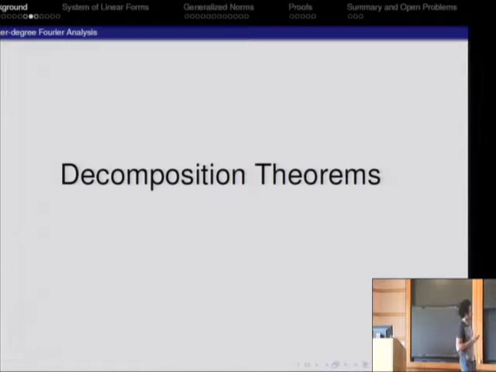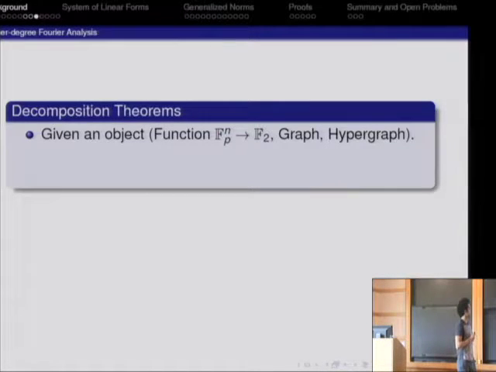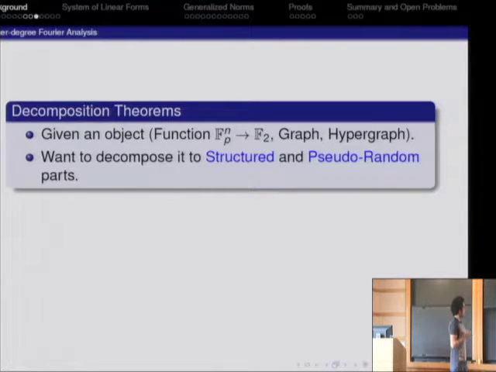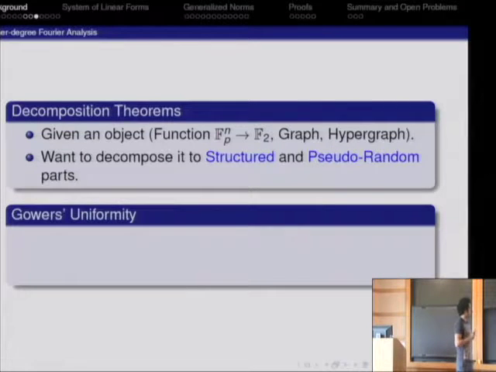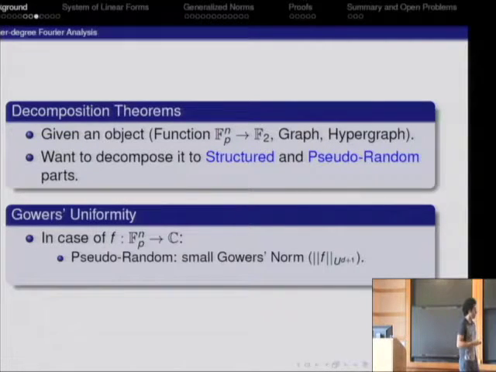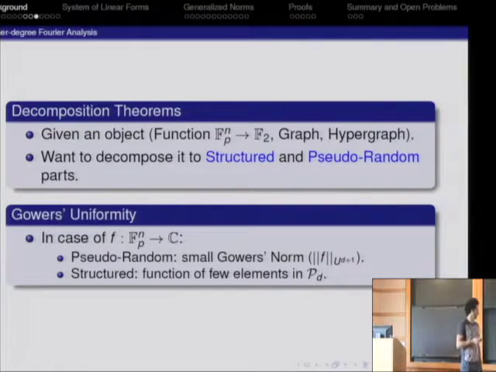A series of theorems that we will use are called the decomposition theorems. Decomposition theorems are a natural thing to ask for, and can be very useful when we study an object. We want to decompose it into a random part and a structured part. Since it's easier to study structured functions or random functions, it can help a lot in the study of the original object. So we want to decompose it into structured and pseudorandom. Let's see what this means in the Gowers uniformity setting. Pseudorandom means it has small Gowers norm, and structured means that it is a function of a few phase d polynomials.